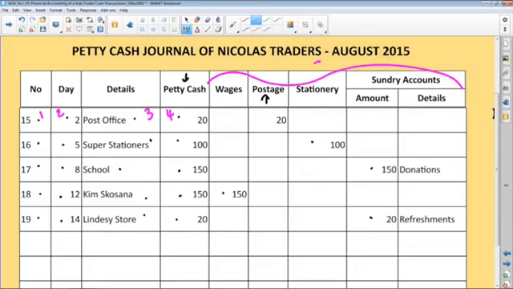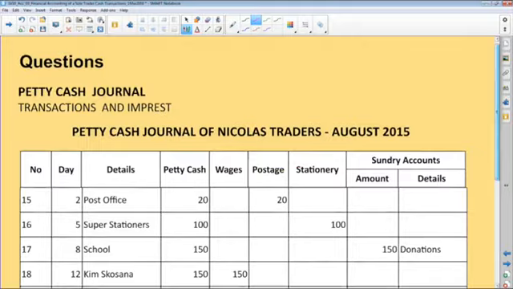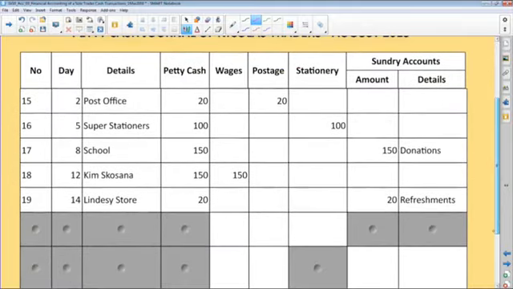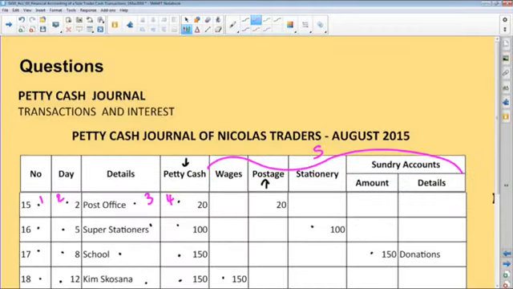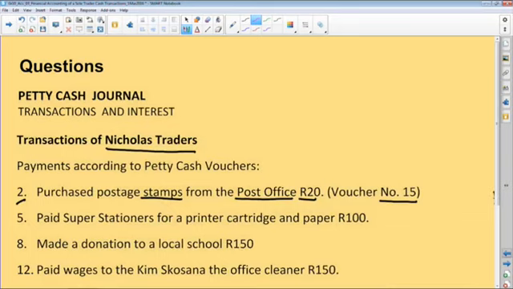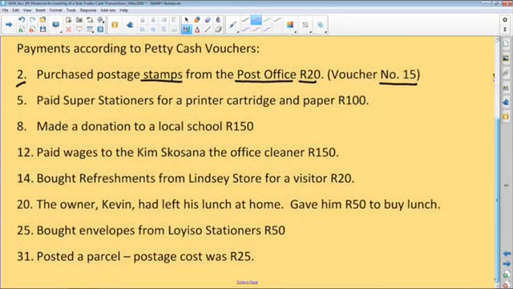What did we pay? Now guys, because this works exactly the same as the cash payments, I would like you to do the last few. Please complete the last few for me. I'm giving you 1 minute to complete number 14 and number 20. Let's see.